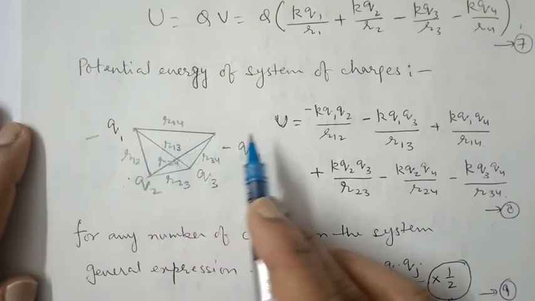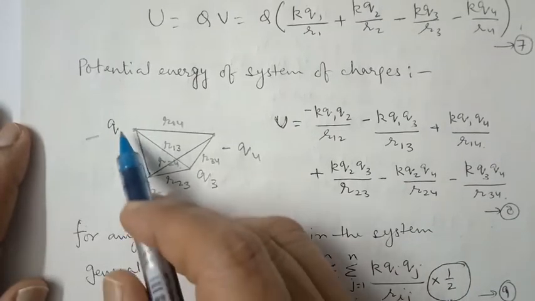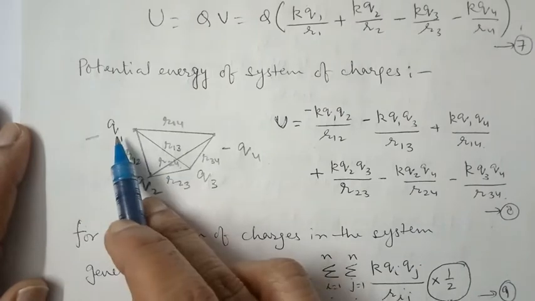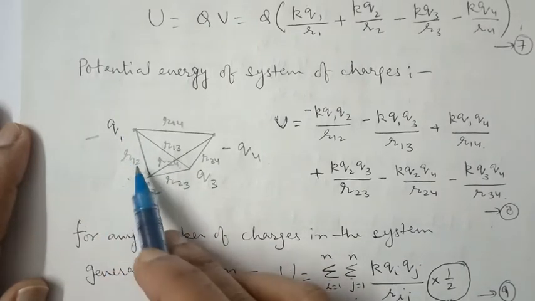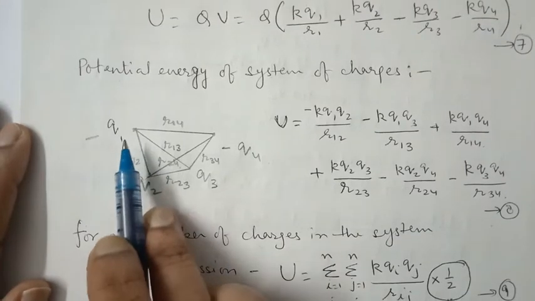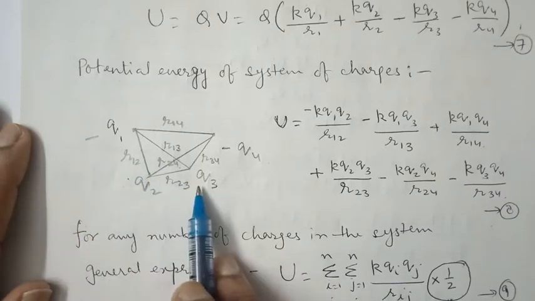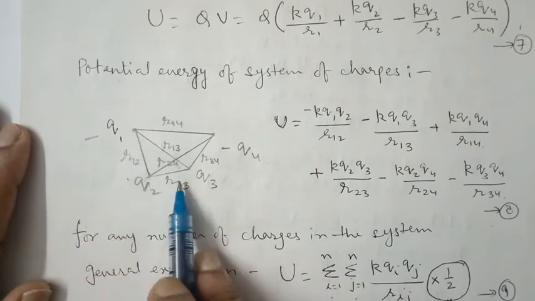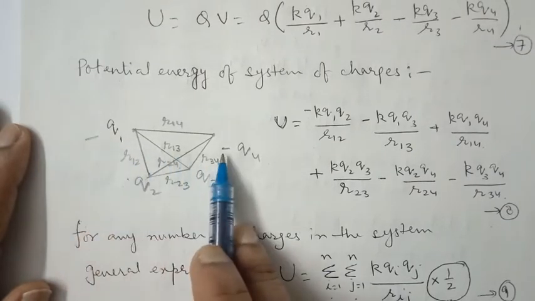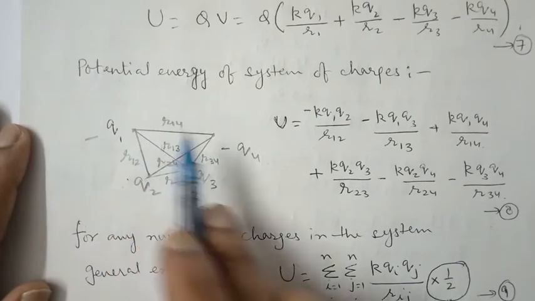And hence I will be getting, let me start with the first pair, let's call it Q1 minus, Q2 plus, and this distance is R12. So the potential energy will be minus K Q1 Q2 upon R12. If I talk about the next one, the distance R13, like this is negative, this is again positive. So minus K Q1 Q3 upon R13. Here it is minus, and this is also minus. Minus minus becomes plus. K Q1 Q4 upon R14.